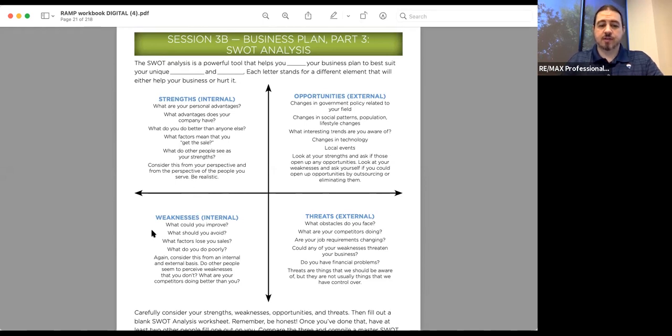Sticking on the internal side of things, weaknesses. What could you improve? Again, it doesn't have to be a failing. It doesn't have to be something that you constantly beat yourself up about. What could you be better at? The other thing to remember, folks, is that this is all relative, right?